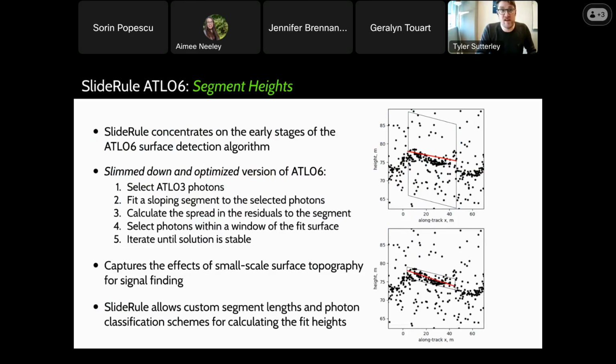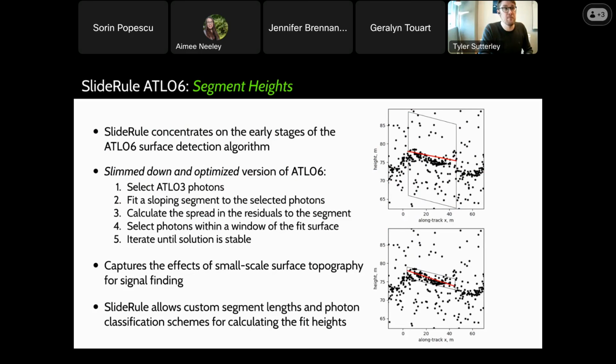The first algorithm we ever put together is ATL06, which is the land ice height algorithm, but don't let the name fool you. It's really good at measuring surfaces. So here we take photons, chunk them into a segment, and then gradually lock onto where that surface is to create a tight window of photons around the surface. They're sloping surfaces, so it'll work with areas that aren't just flat.